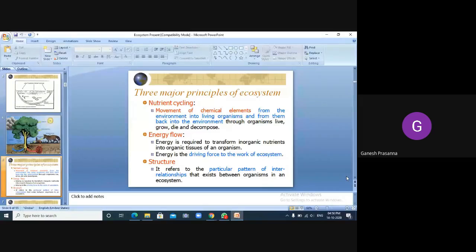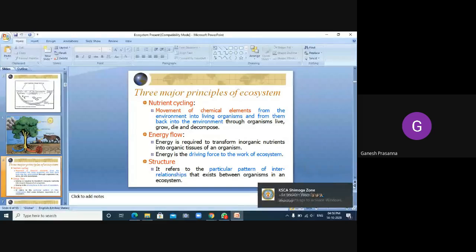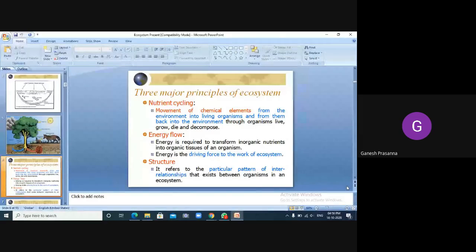One is nutrient cycling, that is the movement of chemical elements from the environment into the living organisms and from them back into the environment, as organisms live, grow, die and decompose. See, we take the food that is produced from the environment, we consume the elements, we grow, and when we die, we give back everything to the environment itself. That is nutrient cycling.